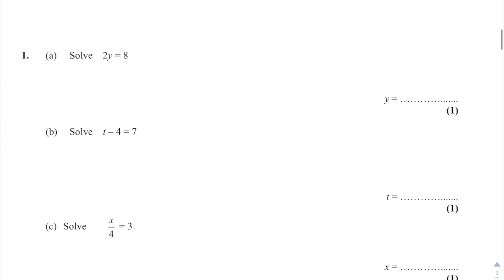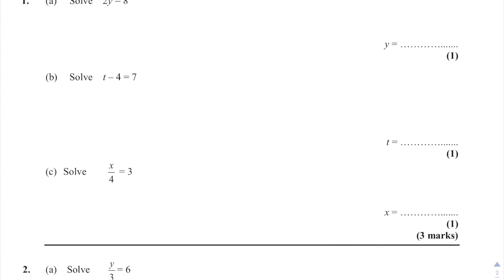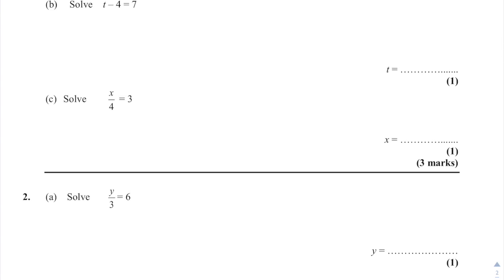So we've got 1a, solve 2y equals 8. So we want to get y on its own. So what we need to do is divide by 2 on both sides to get y on its own. So therefore we're left with y equals 4. And that's our answer. So for B, it says solve t minus 4 equals 7.